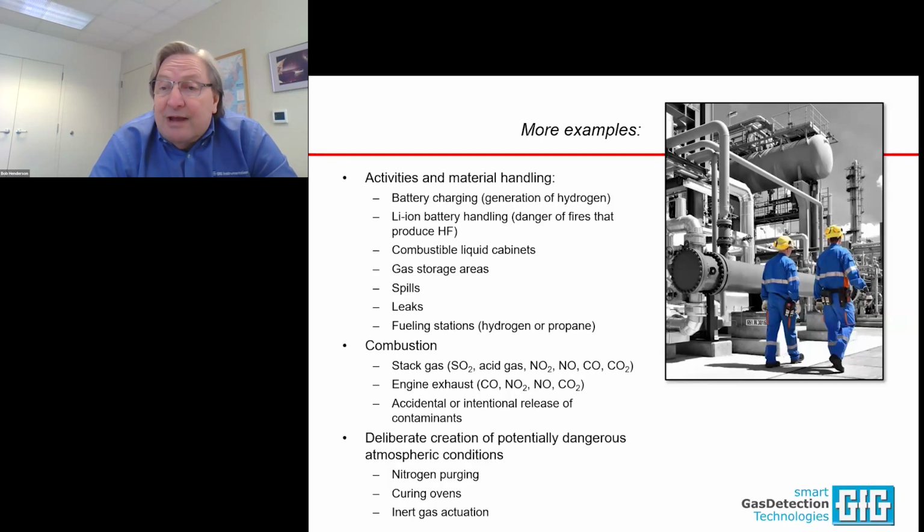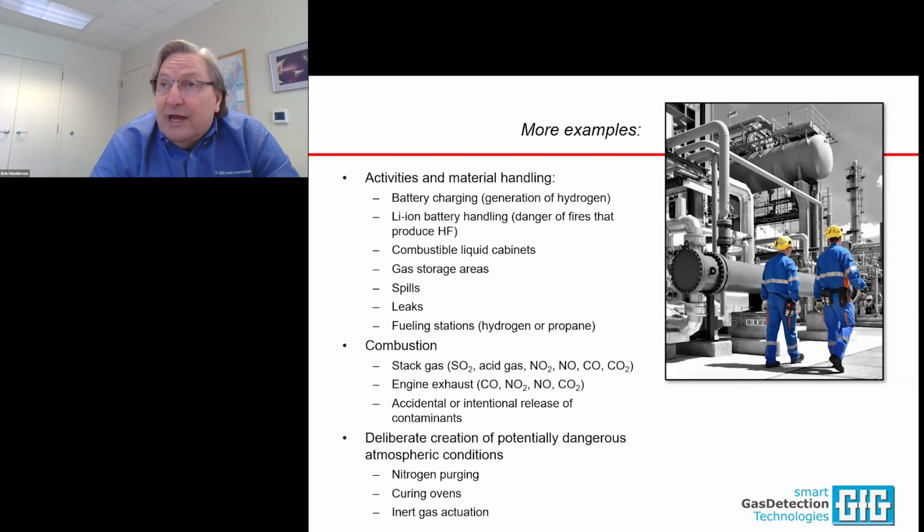Some more examples of conditions and sources of atmospheric hazard, just to be aware of, to think about. Be on the lookout for battery charging stations around the site where you're working. Battery charging often introduces hydrogen into the atmosphere. It can get all the way up to explosive levels under some circumstances. And it can also be an interfering gas that causes problems with some of the other sensors in your instruments.